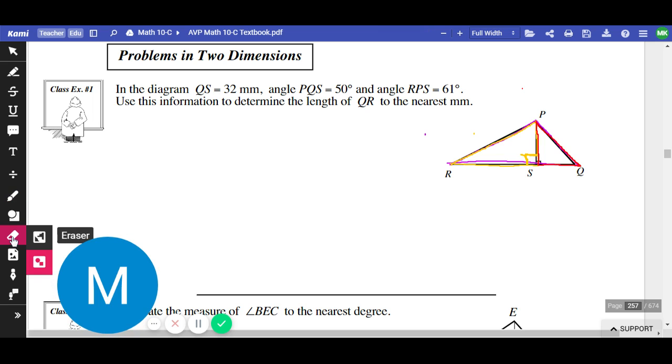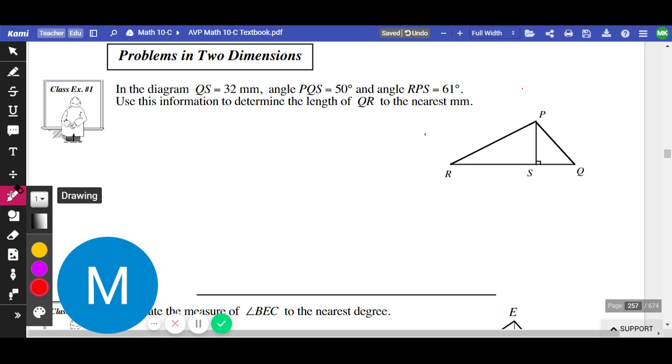Fantastic. I'm just going to erase this quick, and then we're going to talk about the trick to the question. I think the trick to the question, and it's up for debate, I suppose, is that if you look at your two triangles, they almost always share something.